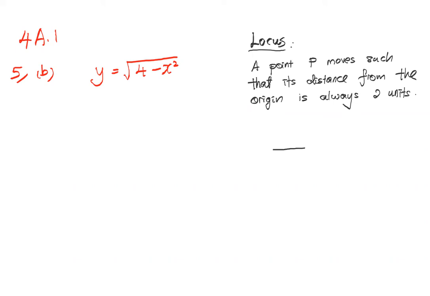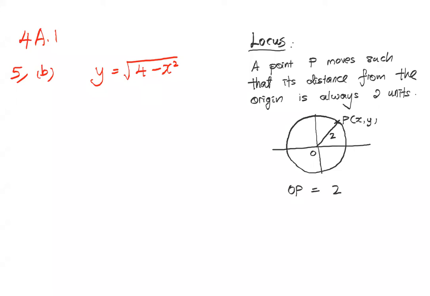So if I imagine it will be like that. This is the origin. So it's always 2 units from the origin. So this is the point P with coordinates x, y. So always, that means it goes by a circle. Am I right? So it's always 2 units from the origin, correct? Then you use the distance formula. That means OP is always equal to 2.